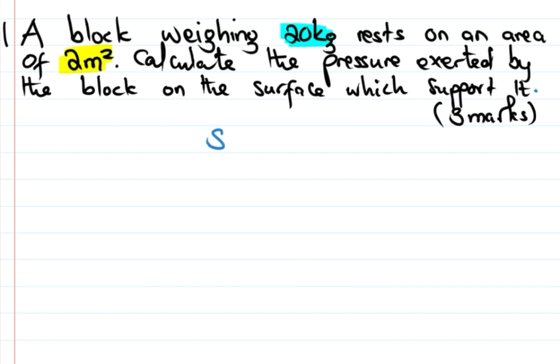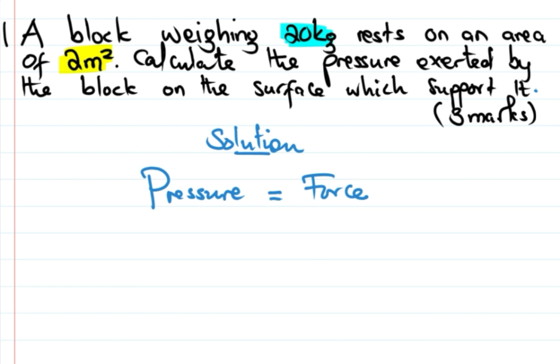So the solution. From the formula, pressure is defined as the force exerted over an area. So we have pressure is equal to force exerted over area. Now we have the area and the mass, so we need to find the force.